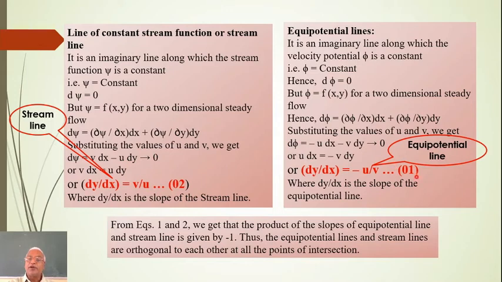Now from equation 1 and 2, this is 1 and this is 2, if you just study, this is also a slope, this is also a slope, but one is the negative inverse of the other.